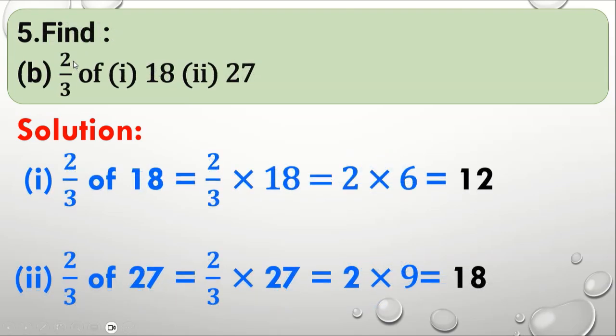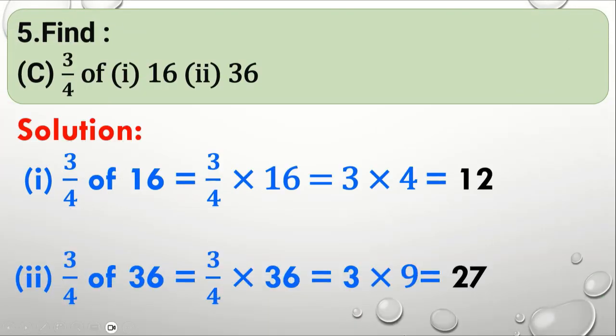Then we have to find 2 upon 3 of 18 and 27. So 2 upon 3 of 18. So we can cut it. 3 ones are 3, 3 sixes are 18. So 6 into 2 is 12. 2 upon 3 of 27. So 3 ones are 3, 3 nines are 27. So 9 into 2 is 18.